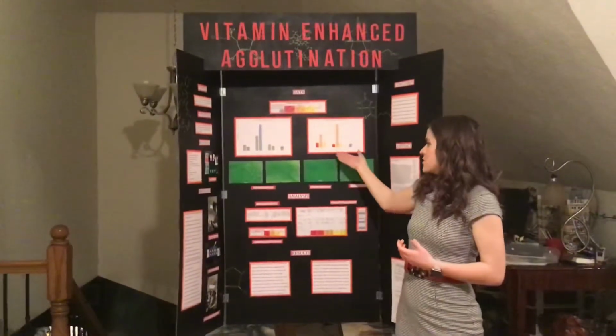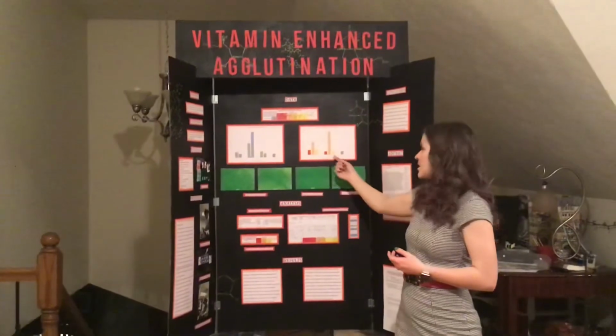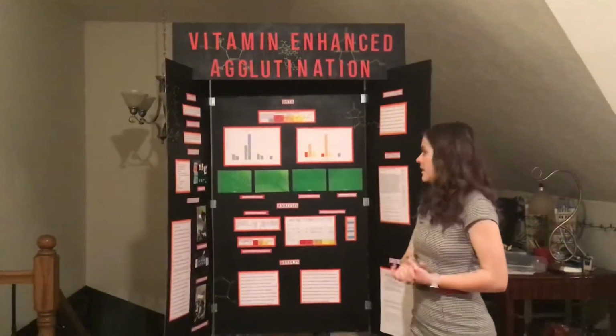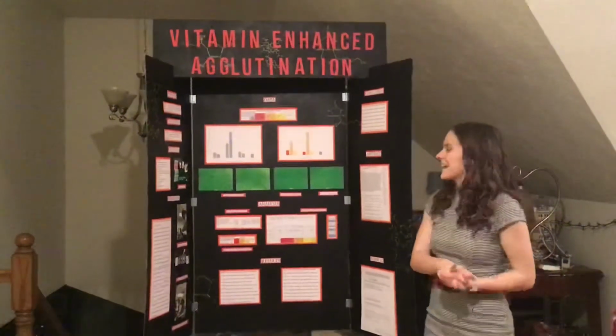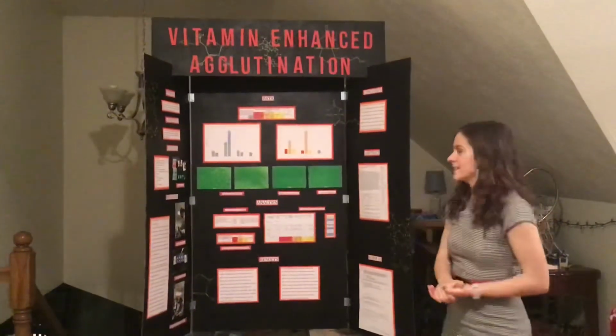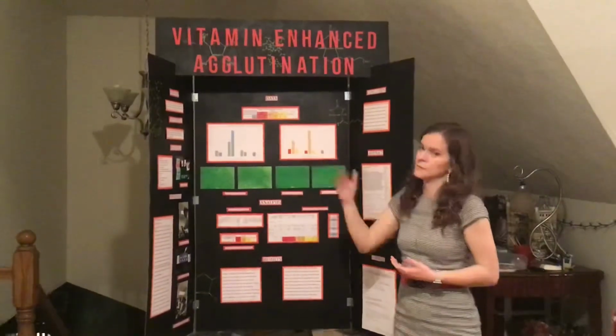In this graph here, you can see them organized by 10 milligrams per milliliter concentration and 100 milligrams per milliliter concentration. Vitamin B12 is in red, vitamin C is in orange, and vitamin H is in yellow. Once again, you can see that vitamin C caused the greatest increase in efficacy, especially at 100 milligrams per milliliter.